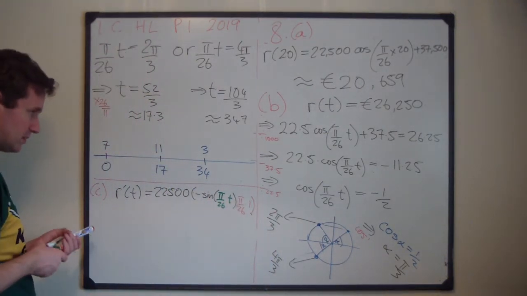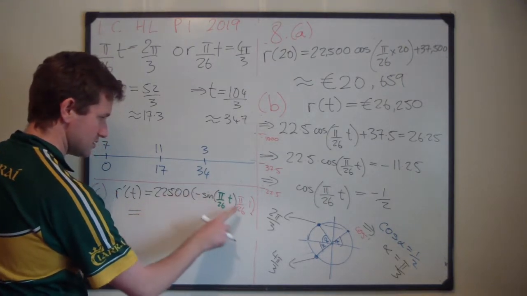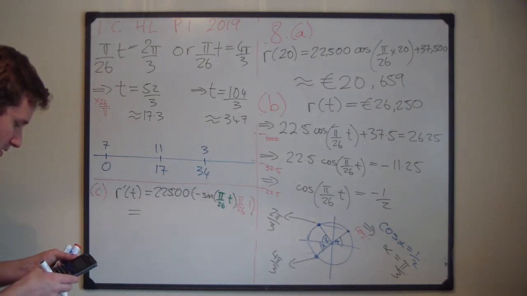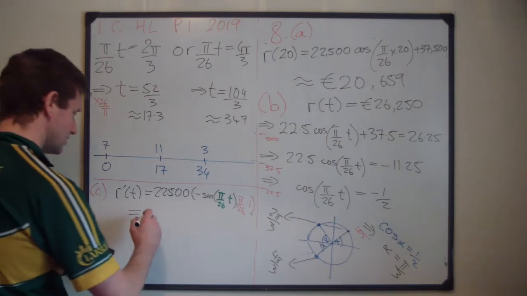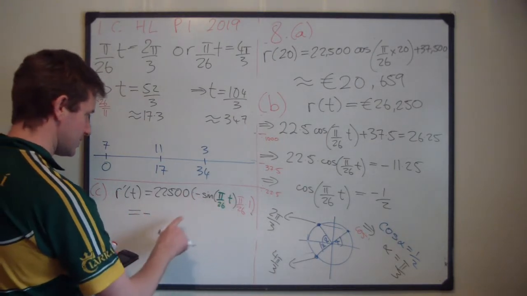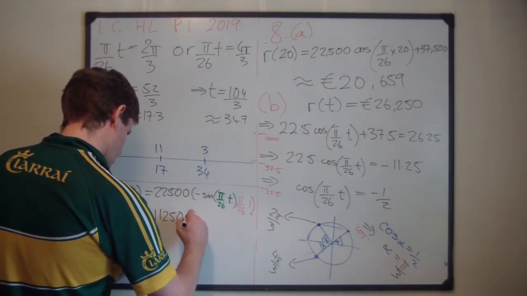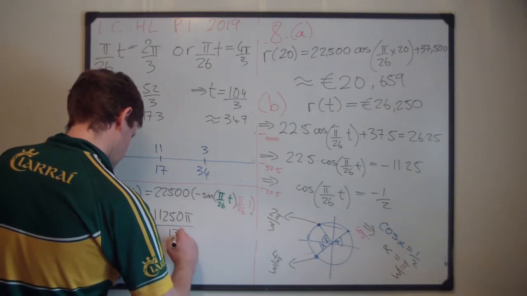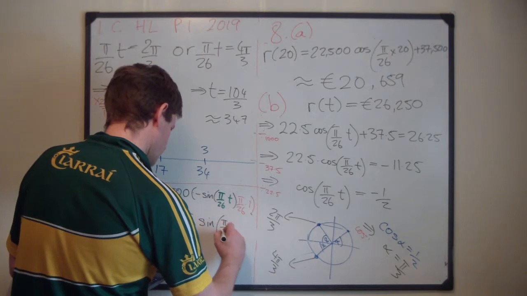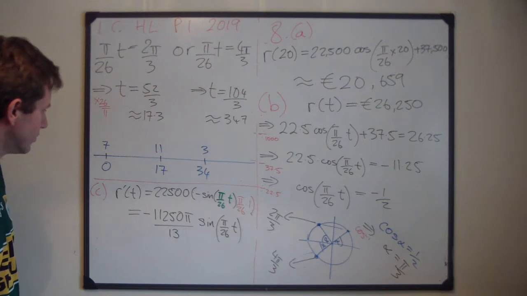So tidying that up, I would say this is equal to, now this divided by 26 might do something nice. Let's see, 22,500 divided by 26. Not particularly nice at all. Plus by minus is minus. I'm going to multiply the pi in as well, so it's going to be minus 11,250 pi over 13 sine of pi over 26 t. That's the derivative, okay.